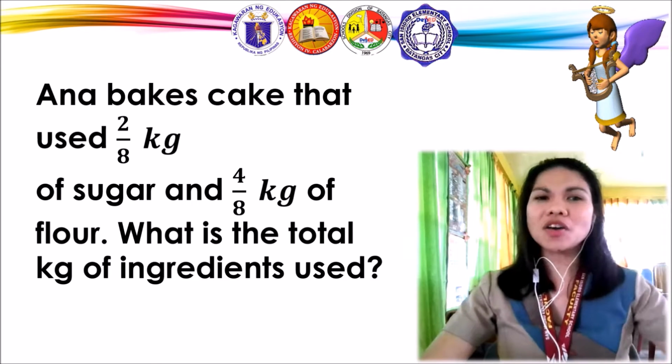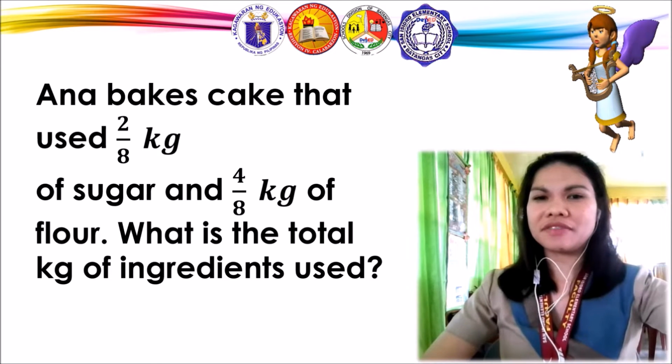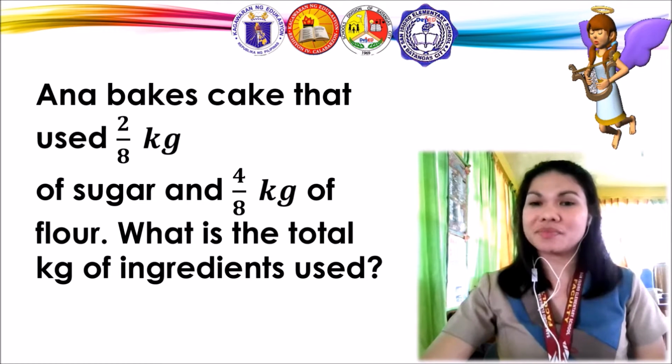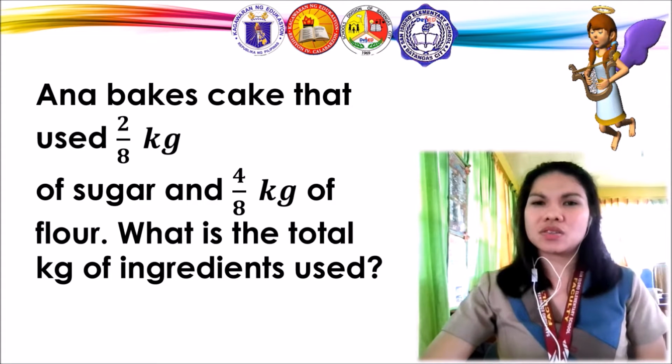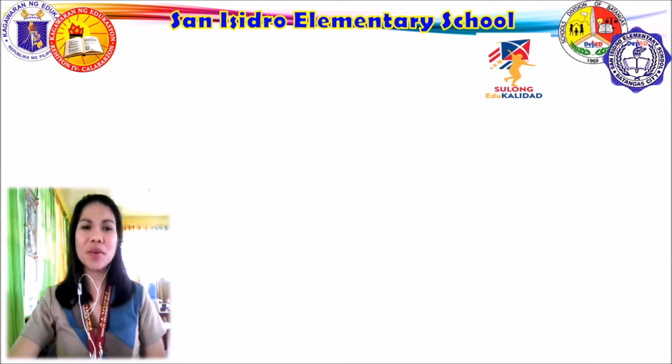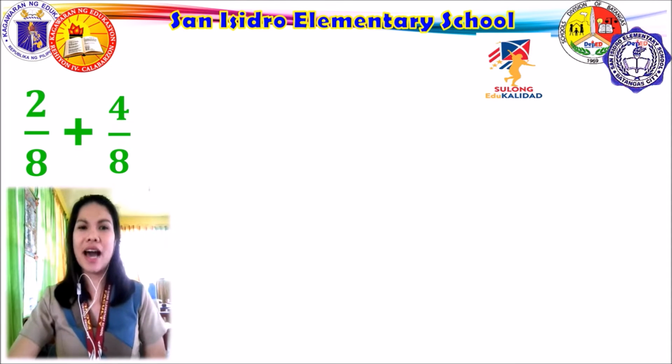So based on our problem, we have here our ask to solve the total kilogram of ingredients used by Anna. So it will lead us to our addition as our operation. We have here 2/8 plus 4/8. As you can notice, the two givens are similar fractions.